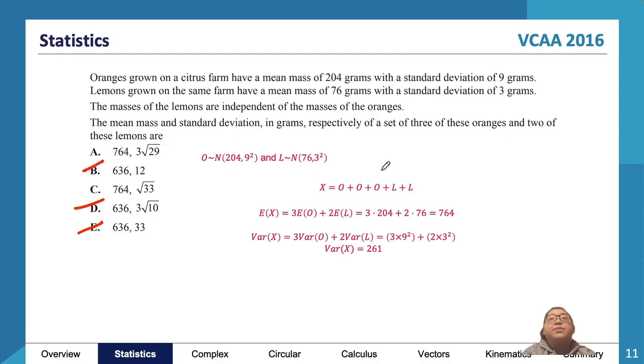So then we'll have 3 times 9 squared, because that's our standard deviation, which will be 3 times 81. And then we'll have 2 times 3 squared, which will be 2 times 9, which is 18. So you'll have 3 times your 81 plus 2 times your 9, and that will all work out to be 261. Remember, this is your variance, so what you need to do from that is square root it, and you'll get that this is 3 root 29, which works out to be option A.